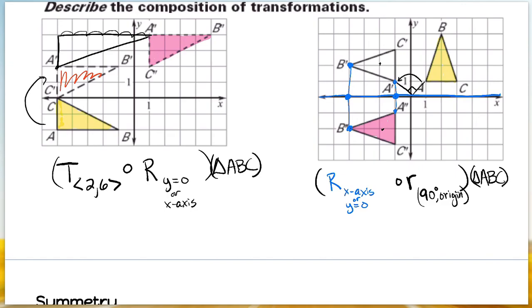So again, if they don't give you that middle step drawn on the image, know that there are more than one way to write the answer for this. So if you're working with somebody and you disagree, you could both be right. So just kind of look for that. And that is compositions.